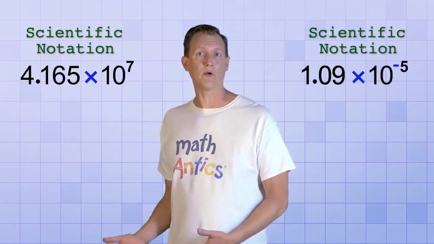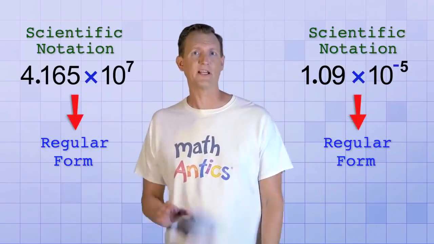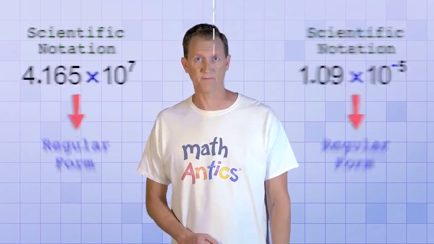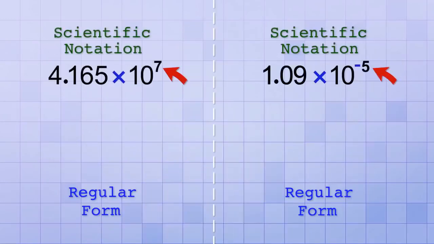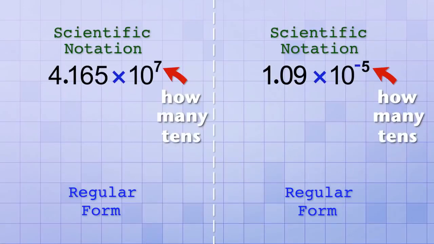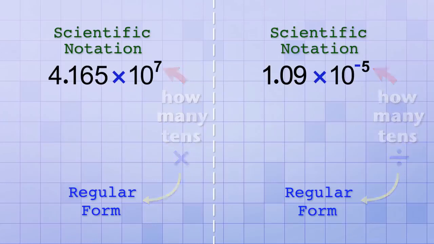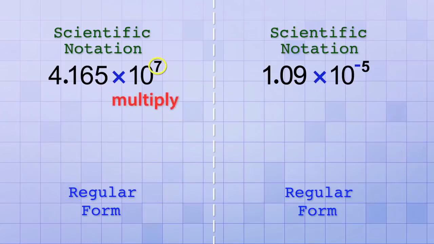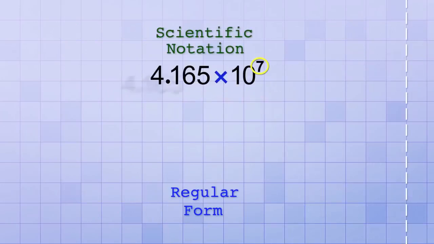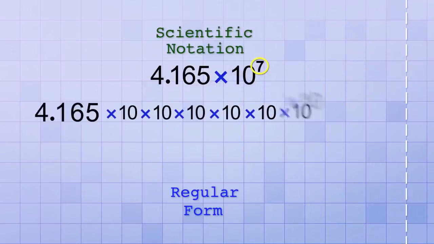But what if we start out with numbers that are in scientific notation and want to convert them into regular form? Let's do that with these two examples. The first step is to look at the exponent, which is the order of magnitude of the number. It tells you how many tens you'll need to multiply or divide by to get the number in regular form. If the exponent is positive, it means that you'll need to multiply by that many tens. In this example, that means that we would need to multiply by a total of 7 tens to get the number in regular form.